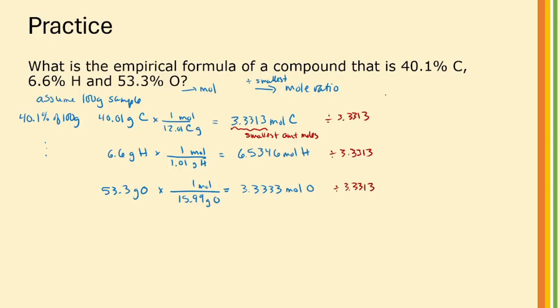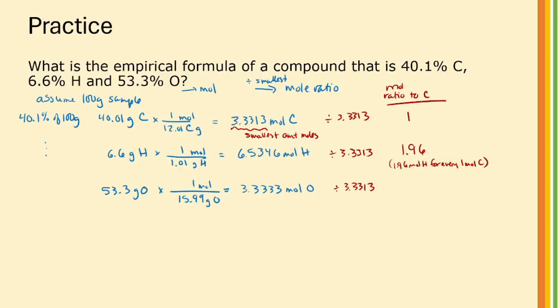Divide by 3.3313. And this is going to be the mole ratio to carbon, because carbon happened to be the smallest. Obviously, I'm dividing it by itself, so this is going to be 1. So it's a 1-to-1 ratio. 6.5346 divided by 3.3313 is 1.96. That means 1.96 moles of hydrogen for every 1 mole of carbon. So I'm saying I have 1.96 hydrogens for every 1 carbon, right?